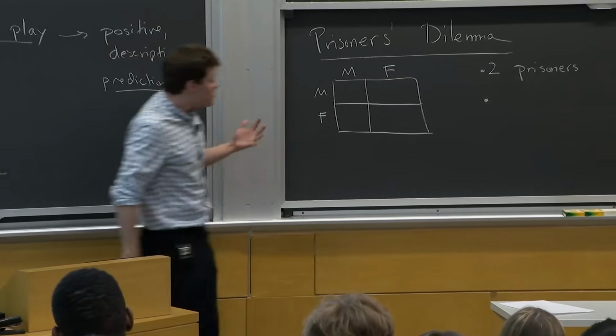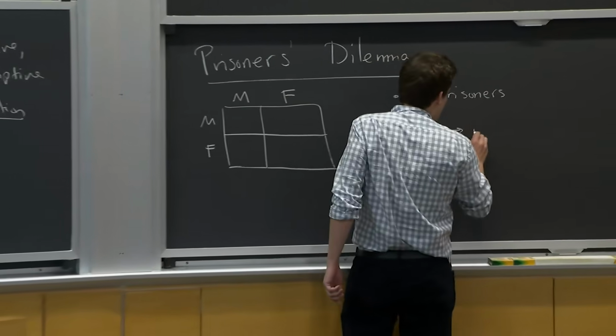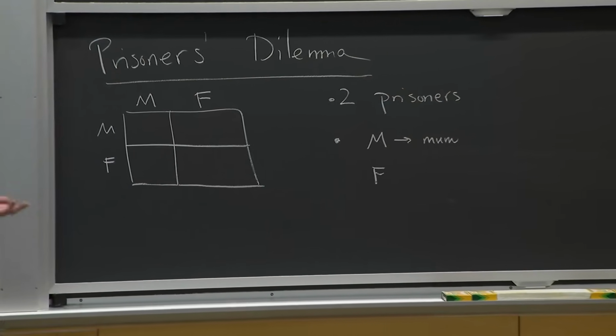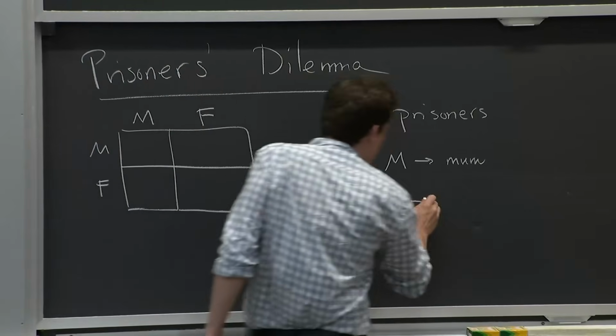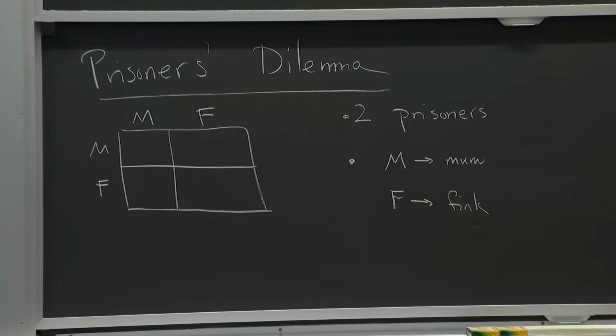And each prisoner has two options. We'll call them M and F. So M is to stay mum. That is, don't admit to anything. And F, sometimes the word is used fink or tattle. It's to tell on the other person. Say, yeah, the other guy did it.